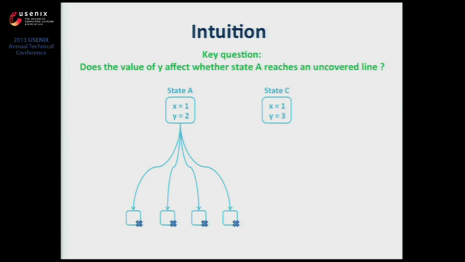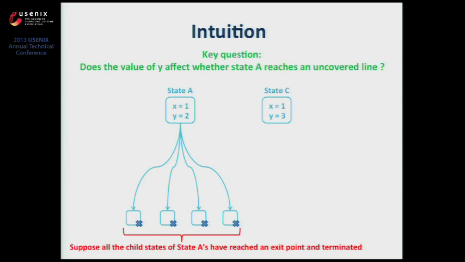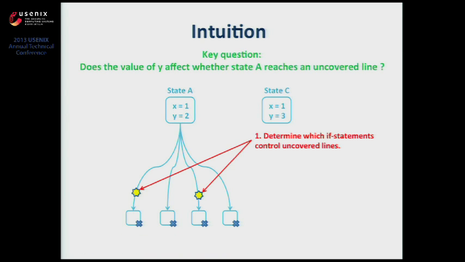So let's see how we actually use these dependencies to carry out the reasoning to determine whether state A and state C are equivalent to each other. So here, suppose state A reaches or executes entirely to completion. That means all of its children eventually reach the end of the program. So the first thing we do is find out where the uncovered lines are and the branches that control those uncovered lines.